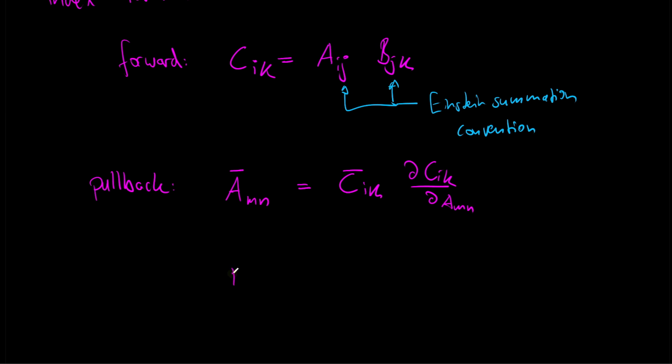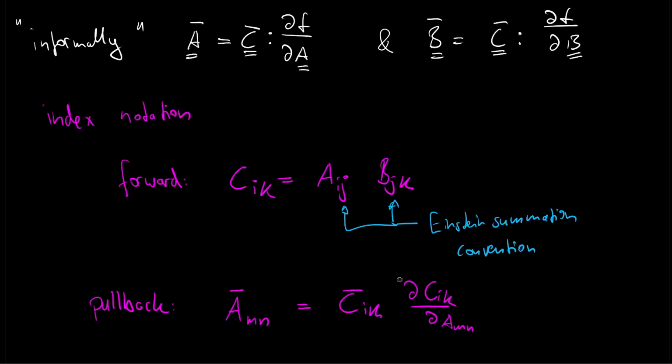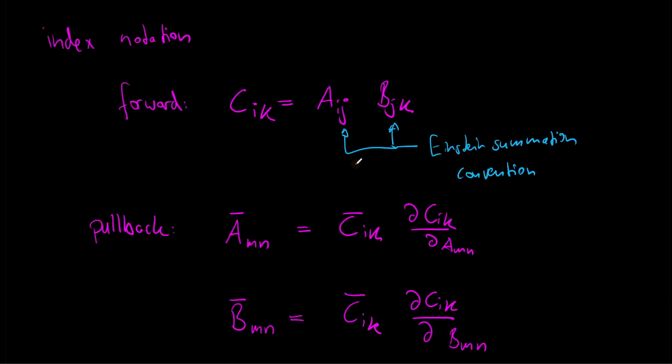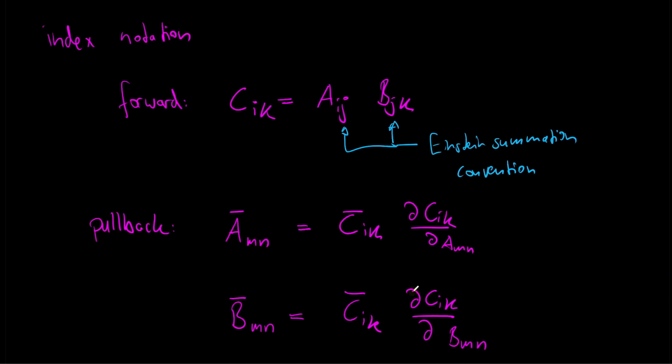And we will have something similar for our B. Let's do B bar, and let's also use the indices mn, and then this will be C bar_ik multiplied with the derivative of C_ik with respect to B_mn. And here again, I want to highlight this double contraction. So here we have in our forward computation just a contraction over the j, but in this pullback we have a contraction over both i and k. And this is what in symbolic notation we would have as the colon. But I think it is more precise if we write that down here in index notation.